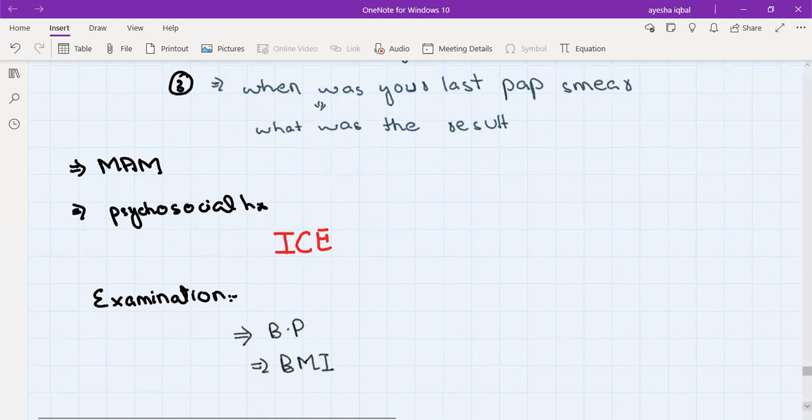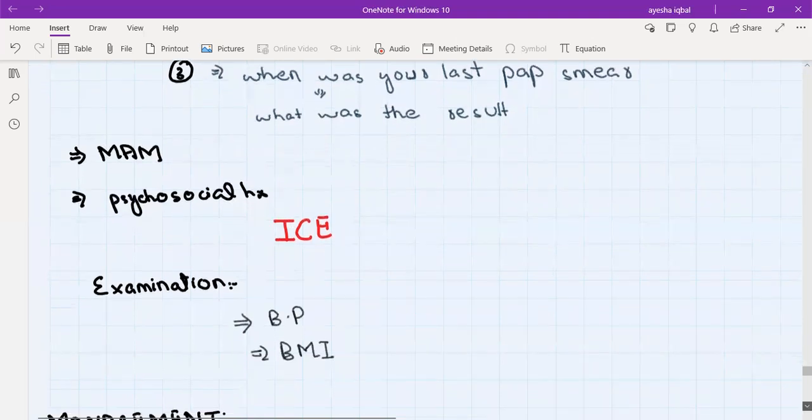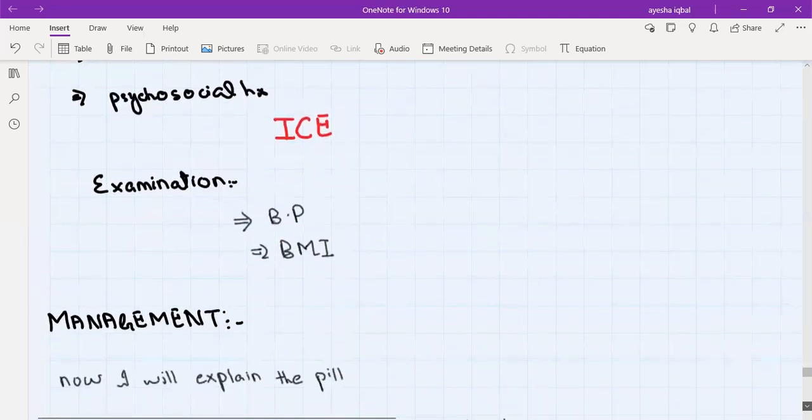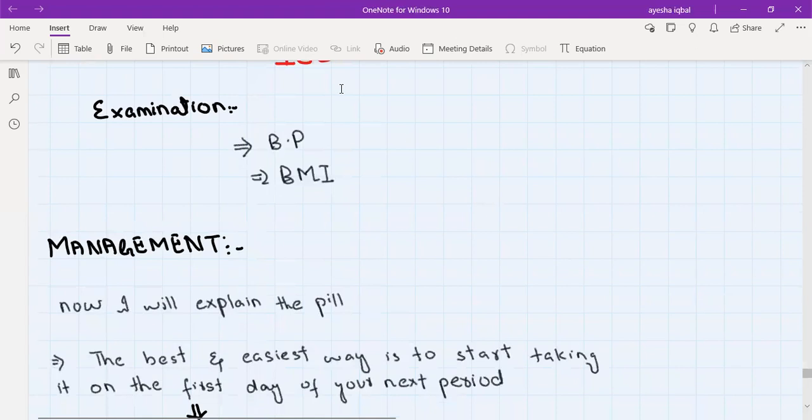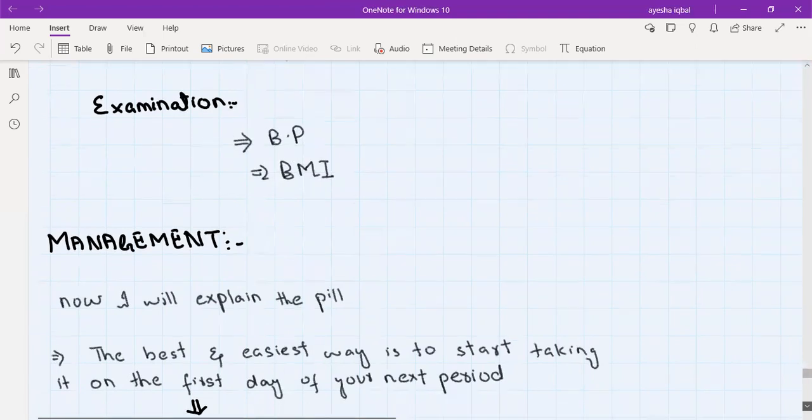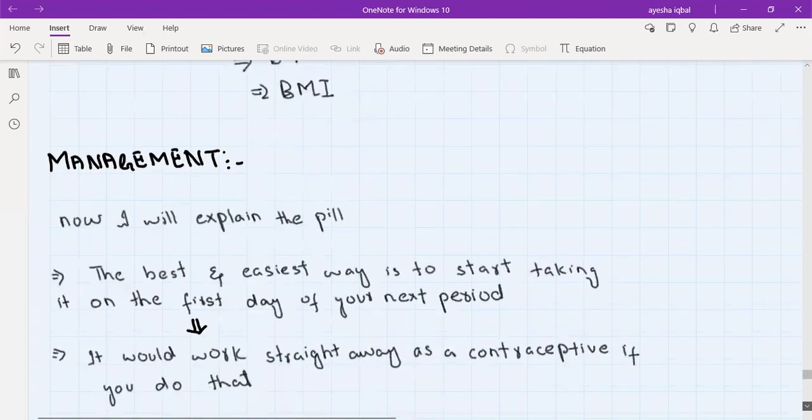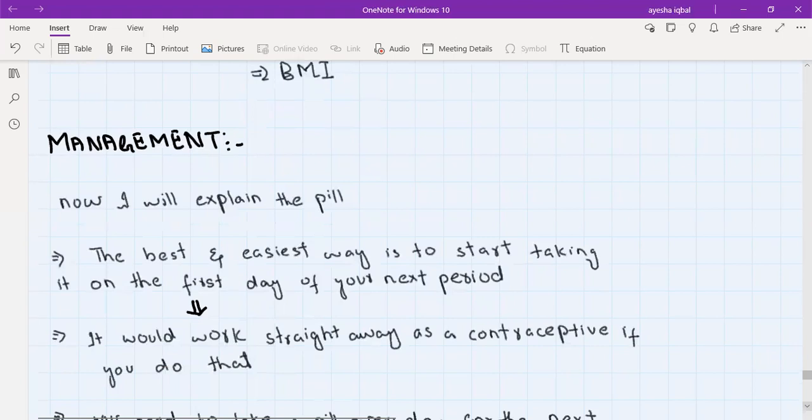Then examination. So in examination, two things are important. You will verbalize blood pressure. So we'll tell her that I'm going to check your blood pressure and your weight against height because these two things are going to tell you whether you are going to prescribe COCPs or not. So if she has a very high blood pressure or her BMI is high, then again COCPs are contraindicated. Okay. All right.